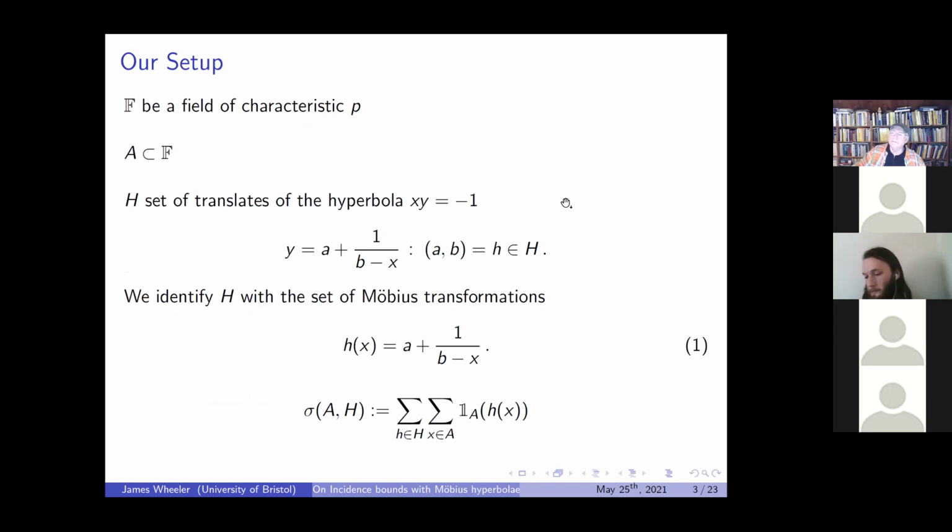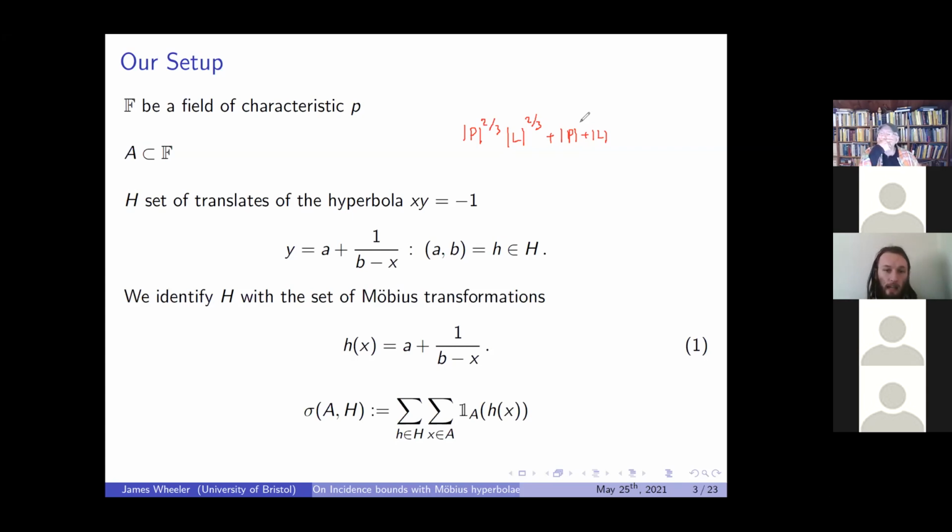So yes, our setup. We're looking at incidence bounds. The famous incidence bound is going to be Szemerédi–Trotter. This is for points and lines rather than our points and hyperbola, and that is for a set of P points and a set of L lines. We're probably fairly standard in accepting the Szemerédi–Trotter theorem. So we want to do a similar thing with this, but having replaced our lines with hyperbola.